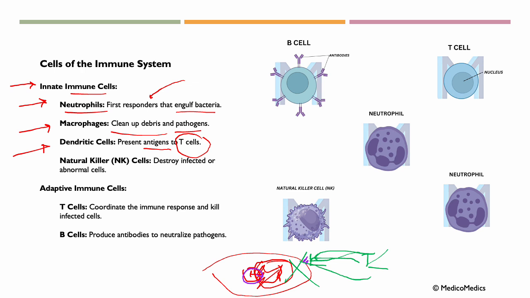Furthermore, we have natural killer cells. These are meant to destroy infected or abnormal cells. So that's the innate immune cells. Then we have the adaptive immune cells, whereby we have the T cells and B cells. The T cells help coordinate the immune response and kill infected cells. Now, we will dive into greater detail on the adaptive immune cells as we move along in this course.